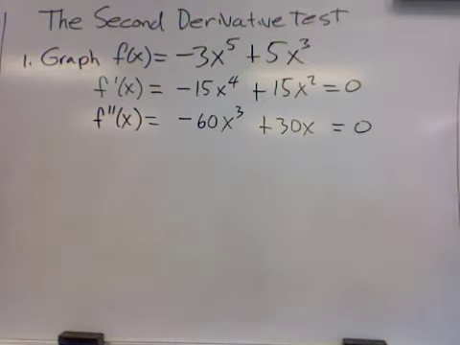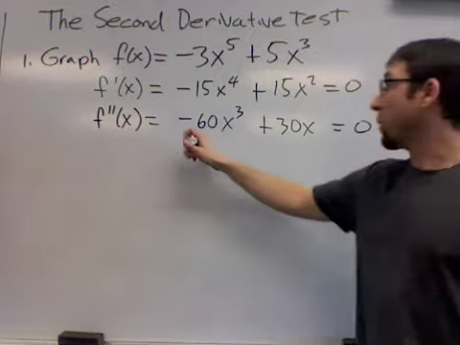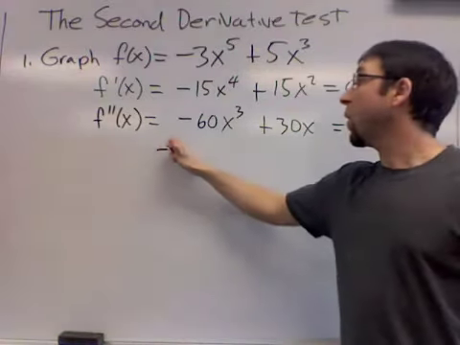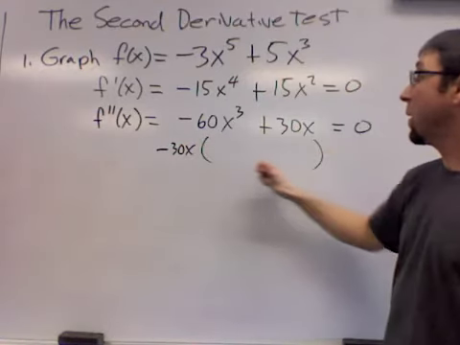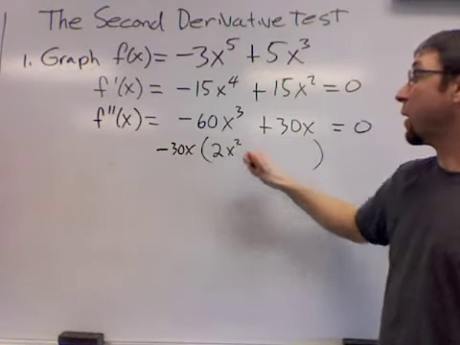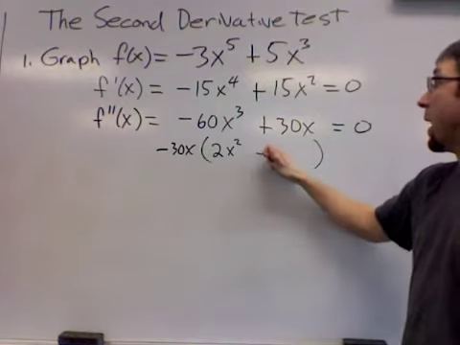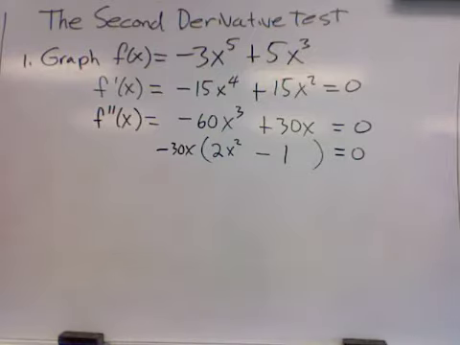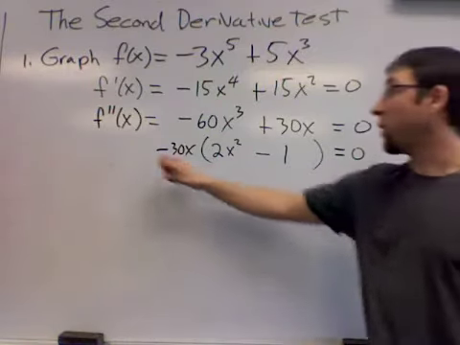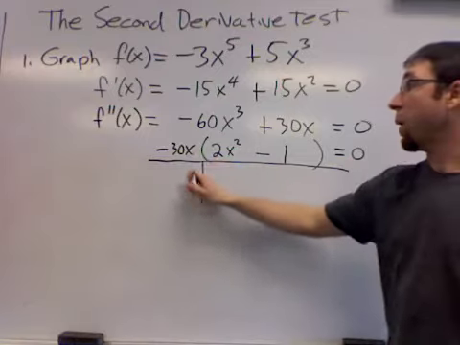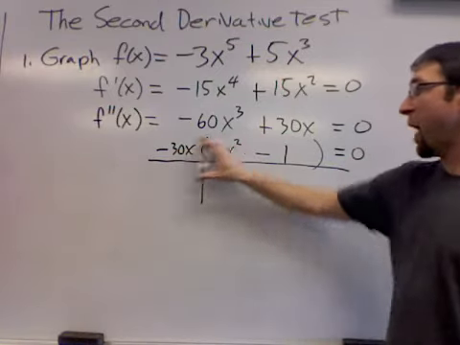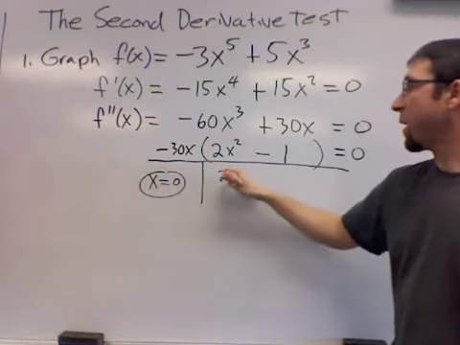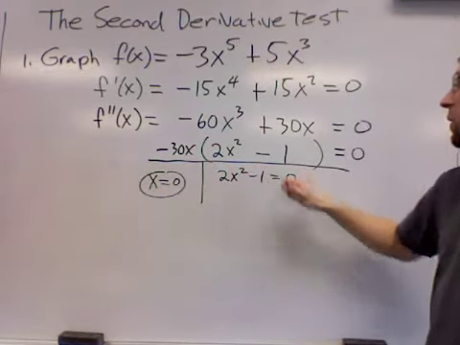And you can finish that by using greatest common factors. You can factor out a 30x or even a negative 30x from both of these terms, leaving you with 2x squared here and a negative 1 in its place right there. From here, you've got to continue to solve this equation. We've got it broken up into two smaller factors here. So what would make the first thing equal to 0 would be a 0. And what would make this piece equal to 0?